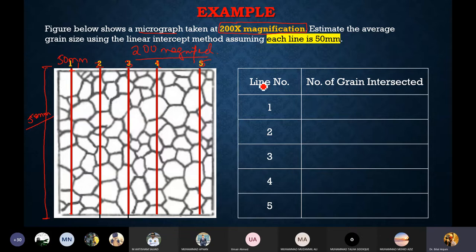And I have the line number over here and the number of grains intersected over here. So for the first line, I would find out the number of grains. See, this is one intersection, second, third, fourth, fifth, sixth, seventh, eighth, ninth. So I have 9 intersections for the first line that I have drawn. Similarly, I'll find out the intersections for the second, third, fourth, and fifth lines, and write down the values over here.